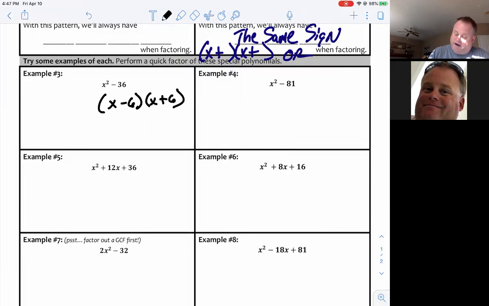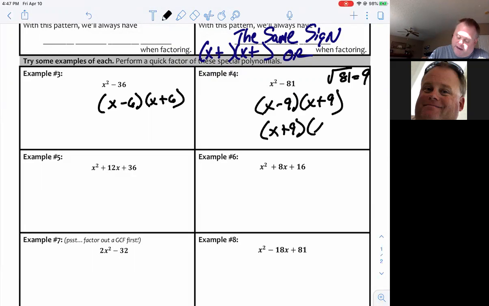X squared minus 81. 81 is a perfect square, right? The square root of 81 is 9. So I know that this is a difference of squares, so x minus 9 times x plus 9. And I can write it as x plus 9 and x minus 9. It doesn't matter the order. It doesn't matter which binomial comes first.